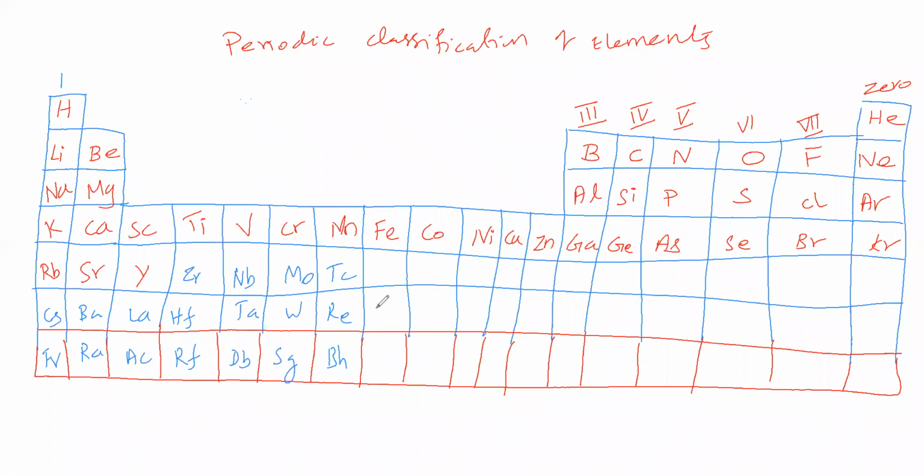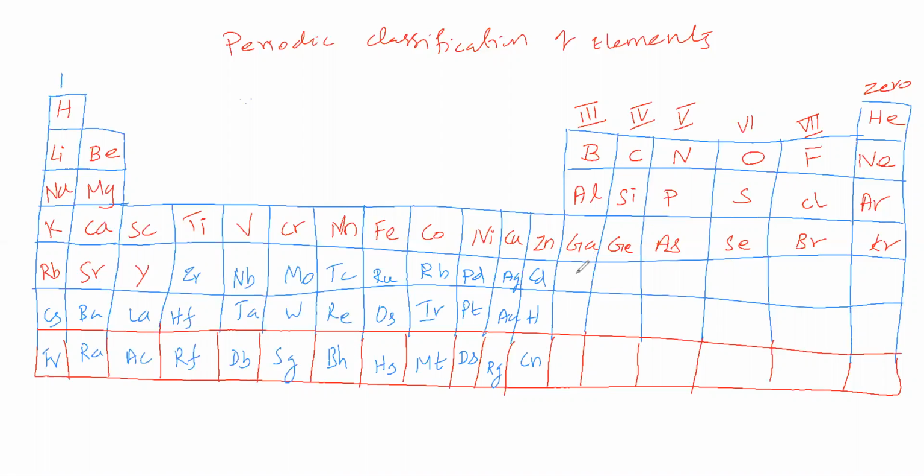Next group, iron, ruthenium, osmium. Next cobalt, rhodium, iridium, meitnerium. Next nickel, palladium, platinum, darmstadtium. Next copper, silver, gold, roentgenium. Next zinc, cadmium, mercury, copernicium. Like this we arranged the elements.